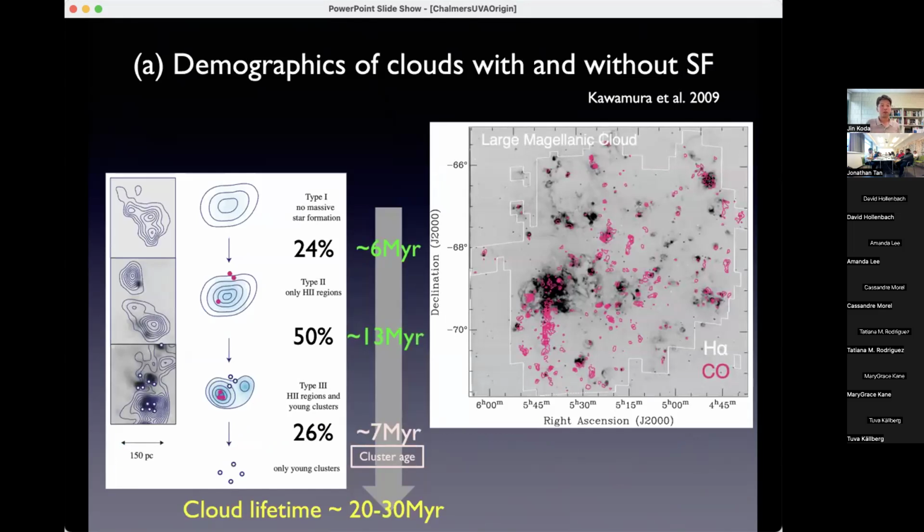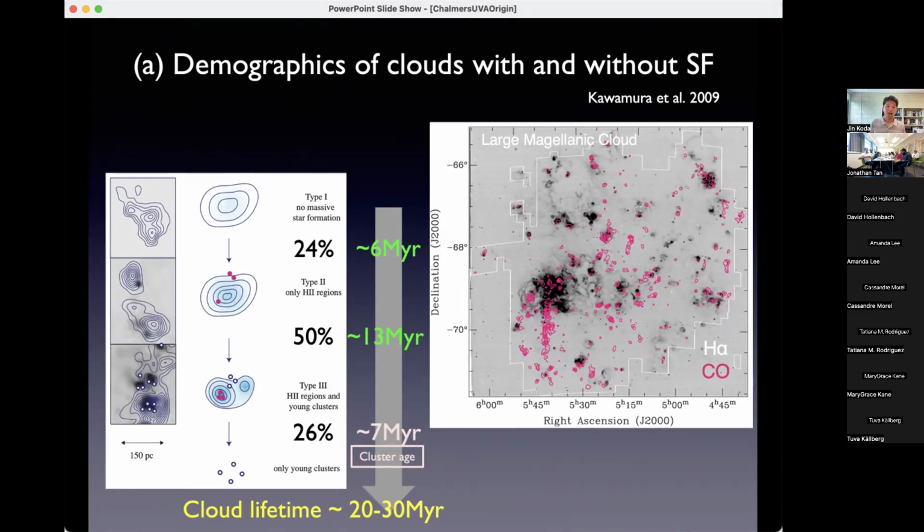The second method is about the demographics of molecular clouds with and without star formation, which was first done by Kawamura et al. The right panel is a plot of the HII region H alpha image, and contours of CO, so molecular clouds. As you can see, some molecular clouds have star formation, an HII region, associated with them. Some molecular clouds do not have an HII region associated with them. So they counted the number of molecular clouds and classified them into type 1, 2, 3, depending on the phase of star formation. Type 1 clouds have no star formation, just molecular clouds, no H alpha emission, no young clusters around. Type 2 clouds have HII regions very nearby, and type 3 clouds have HII regions and young clusters. By the number count, they found the ratio 24%, 50% and 26% for each type.